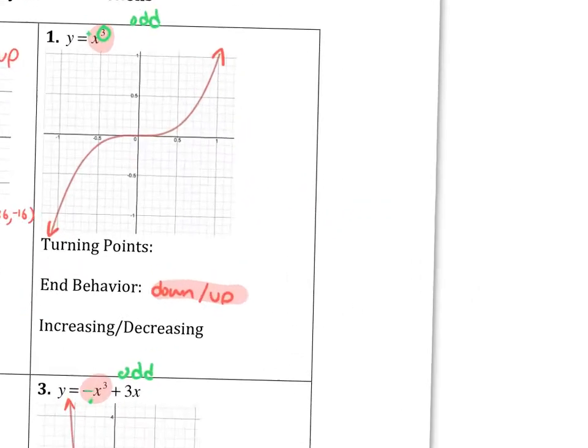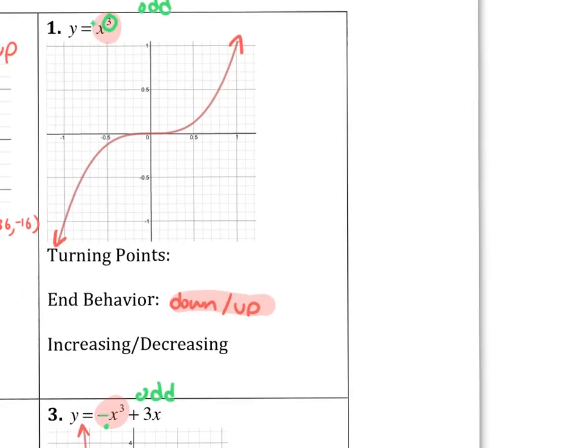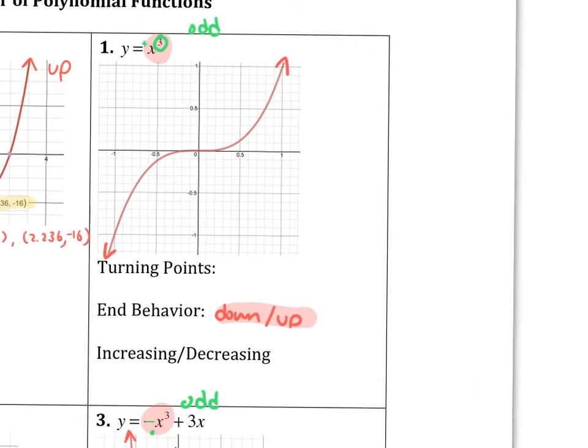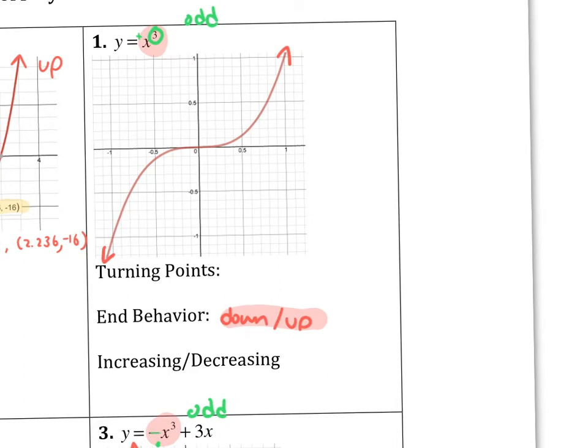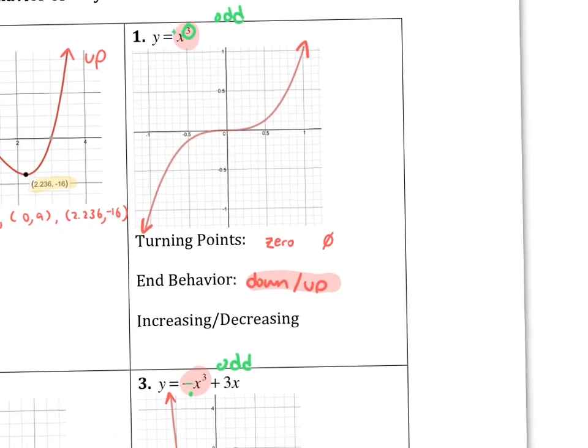All right, what about the turning point here? Let's look at this one. Now remember, a turning point says the behavior changes. Up, up, up, up, flat, up. So notice it hasn't turned, it just paused going up. So this one has no turning points. Zero, or none.